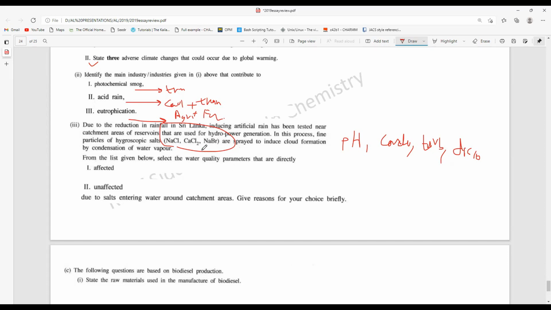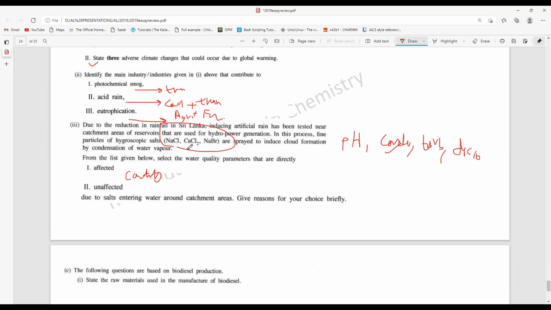Second one, conductivity. As I explained in the MCQ paper as well, when you have a lot of ions, the conductivity is going to be affected. So conductivity is directly affected. Why is it affected? There will be more ions, so there will be more conductivity. Turbidity. So think about these chlorides and bromides. They will not form precipitates in water, right? Generally they are soluble. They are really soluble. Unless they have d-block cations, they are completely soluble.